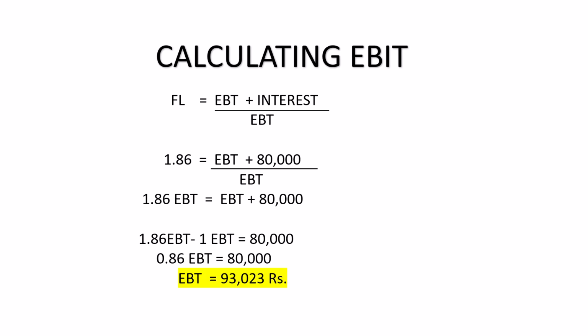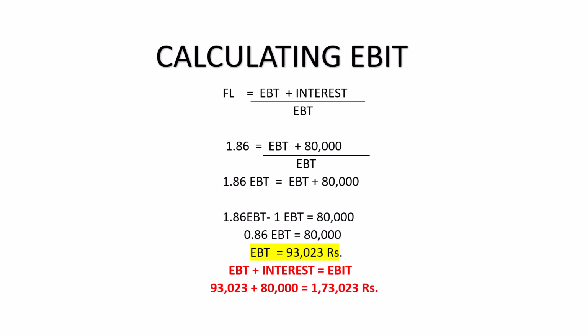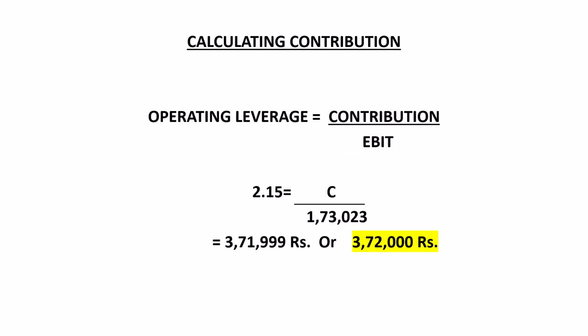So now we can calculate EBT. Simply क्या करना है? 80,000 को divide करना है with 0.86 and you will get EBT as 93,023 rupees. अब EBT हमारे पास आ गया है, that is 93,023. अब हम उसमें अगर 80,000 ऐड कर देते हैं, we will get EBIT. So EBIT की वैल्यू हो जाती है 1,73,023. Now we have the value for EBIT.